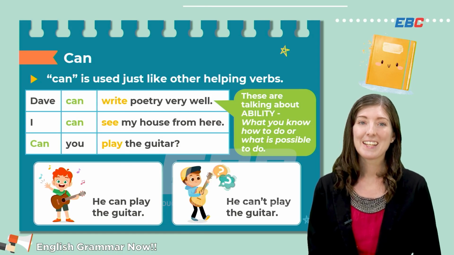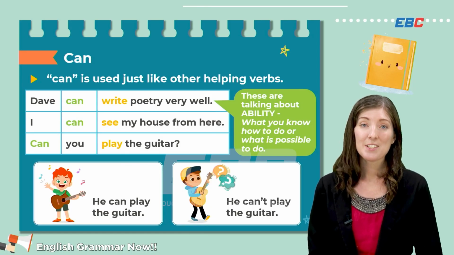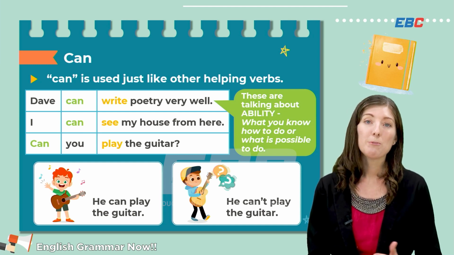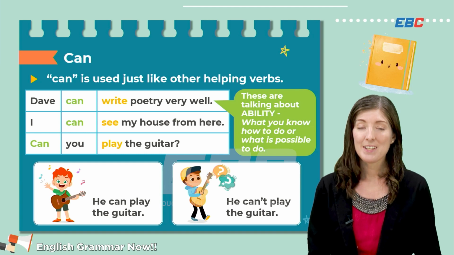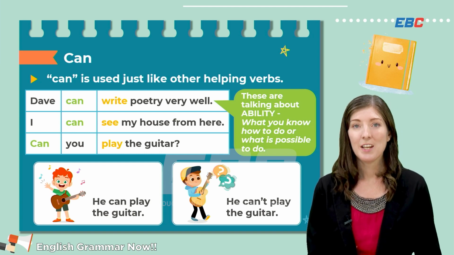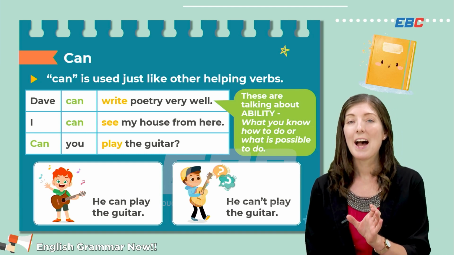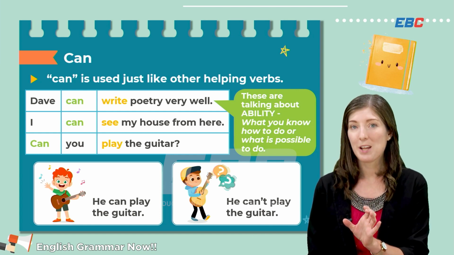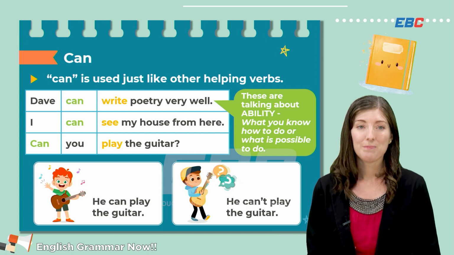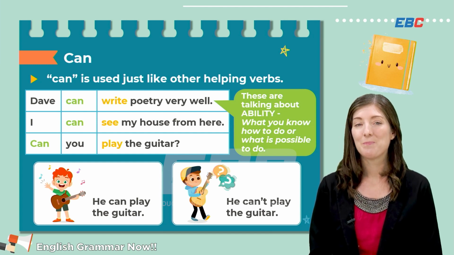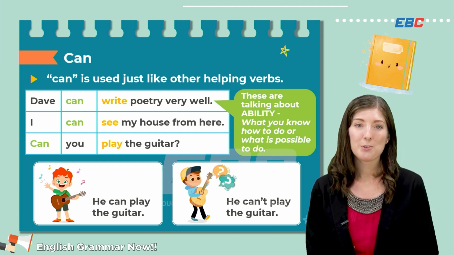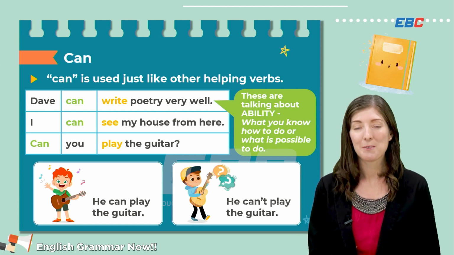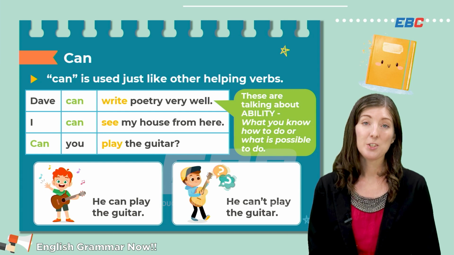First of all, can. Can is used just like other helping verbs. It comes before the main verb. And if you're making a question, you use the helping verb at the beginning to start the question, then the pronoun, then the main verb. So, for example, Dave can write poetry very well. I can see my house from here. Can you play the guitar?